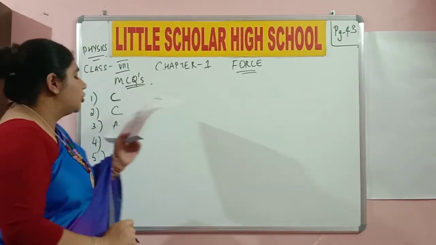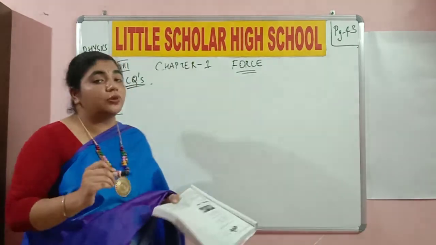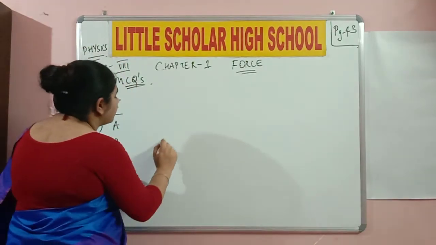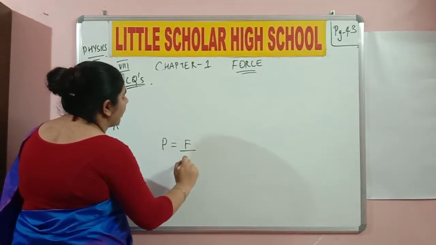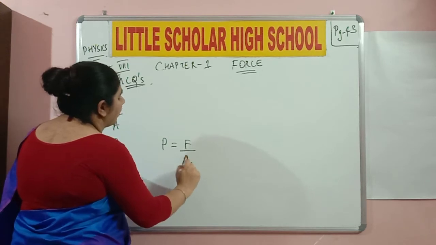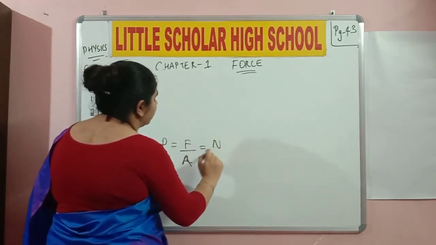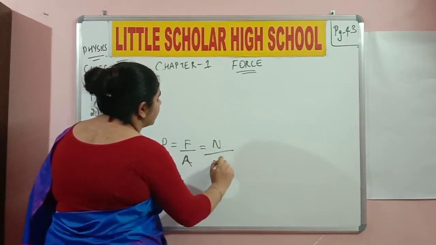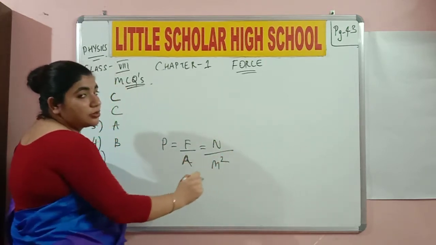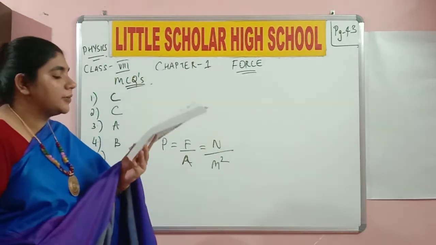Fifth one, unit of pressure. I told you how to derive this. What is the formula of pressure? P is equal to F by A. So force is measured in Newton and area is measured in meter square. So the units of pressure are Newton per meter square.